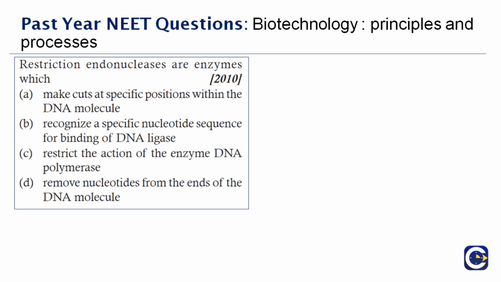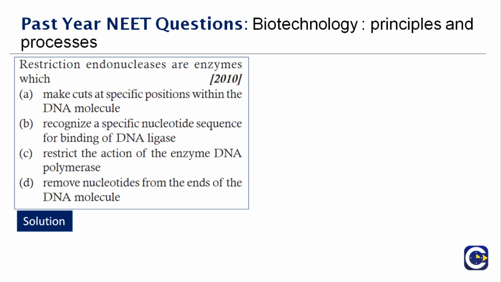Next question here. Restriction endonucleases are enzymes which make dash. Easy question because we already discussed the activity of restriction endonuclease. Restriction endonucleases are enzymes that actually help you cut. Right. So it makes a cut at a specific position within a DNA molecule, and that site is called a recognition nucleotide sequence. It will not cut anywhere and everywhere. That is not possible. It will only go for the recognition site and cut.